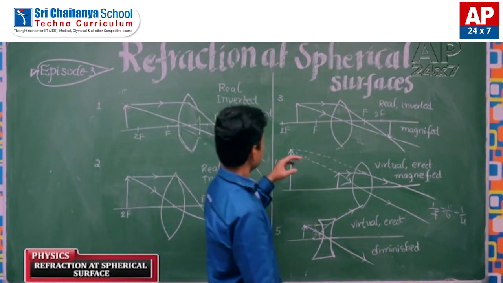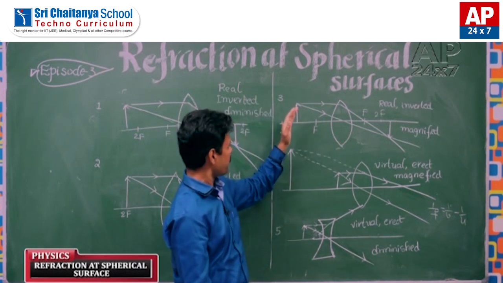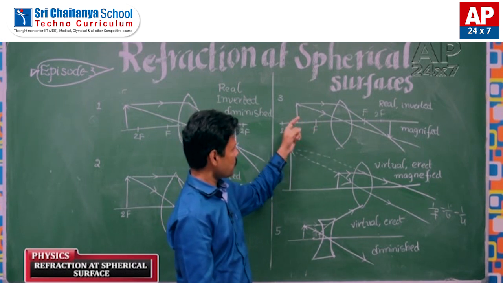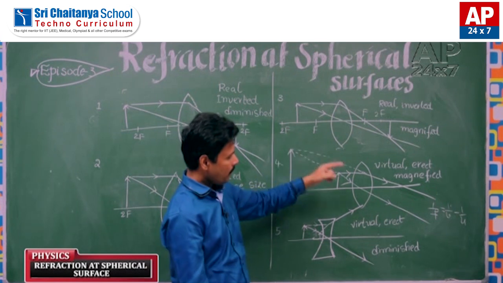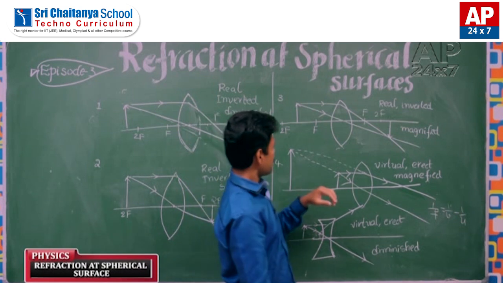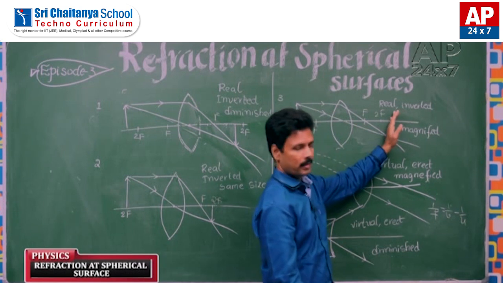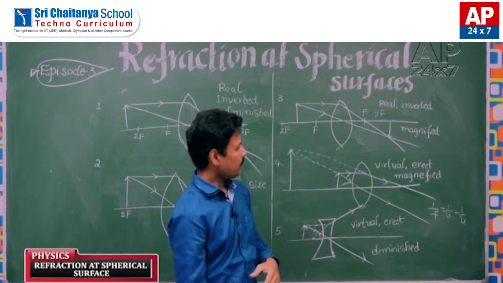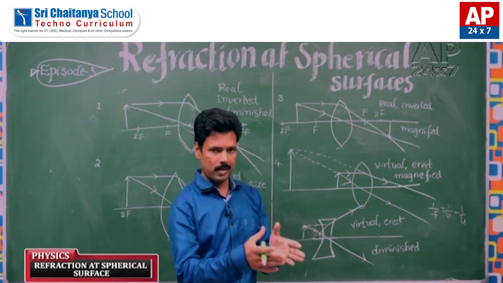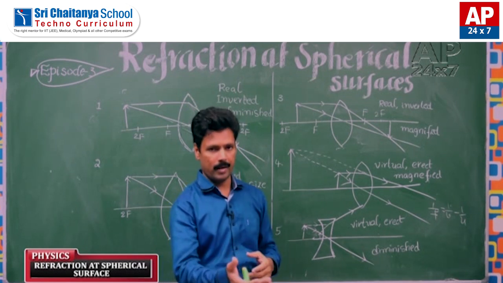And see the third one. Coming to here, we are keeping the object in between 2f and f. Now substitute this value. When the u value is less than 2f, the v value comes out to be more than 2f, right? That means the image will be beyond 2f. That means the v value is greater than modulus of u. That means magnification m = v/u, that modulus value is now greater than 1. That means the image is now magnified, right?